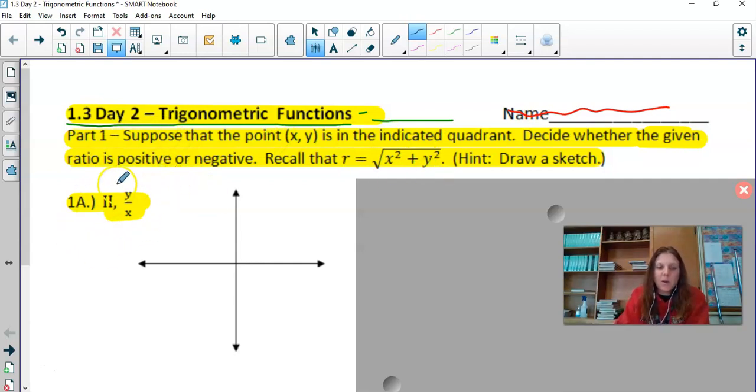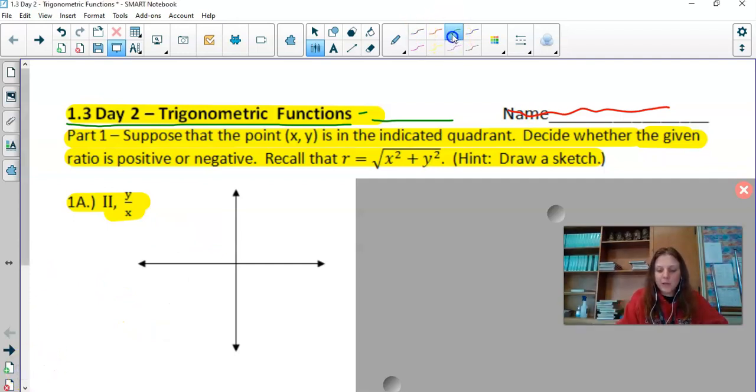Write down example 1A and then go ahead and draw the X and Y axis. You probably want it to be about 2 inches by 2 inches, so it doesn't have to be gigantic on your paper, but long enough so that we can actually draw in a right triangle. So go ahead and pause the video if needed and copy all of this down.